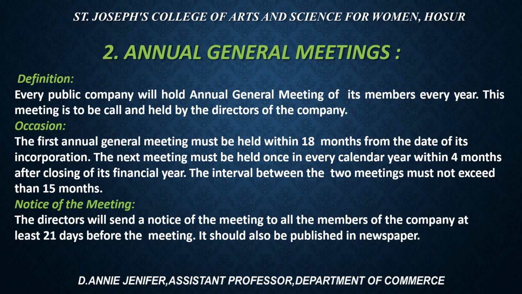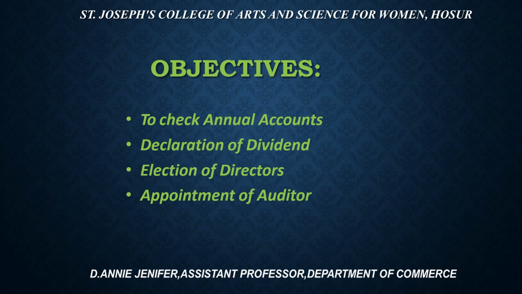Notice of the meeting: the directors will send a notice of the meeting to all the members of the company at least 21 days before the meeting. It should also be published in a newspaper. Objective: to check annual accounts, declaration of dividends, election of directors, appointment of directors.